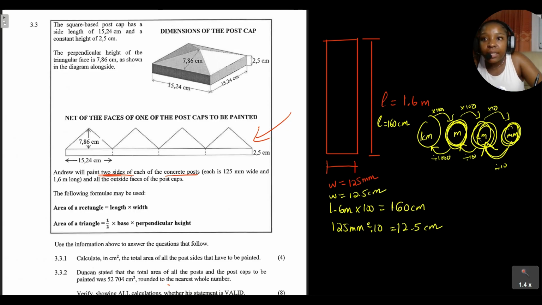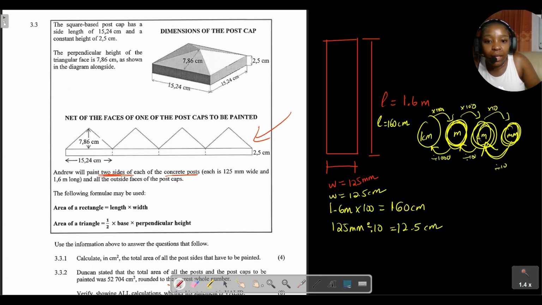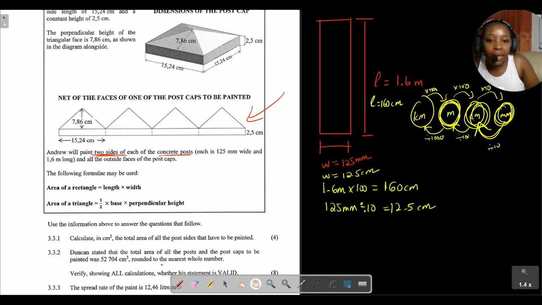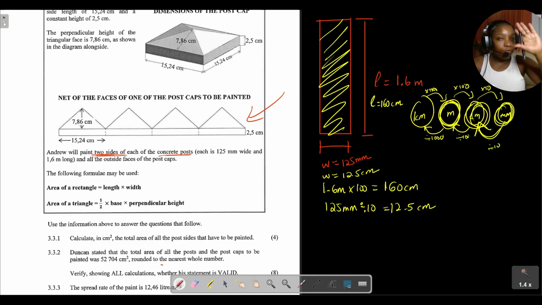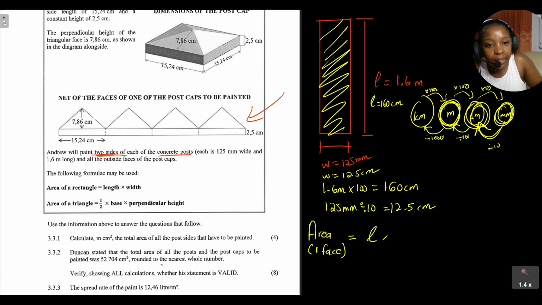Now we want to calculate the total area that has to be painted. We are told that he's going to be painting two sides, the front side and the back side. So let's start with calculating the area of one side. The area of one face is equal to, how do you calculate the area of a rectangle? It's length times breadth.